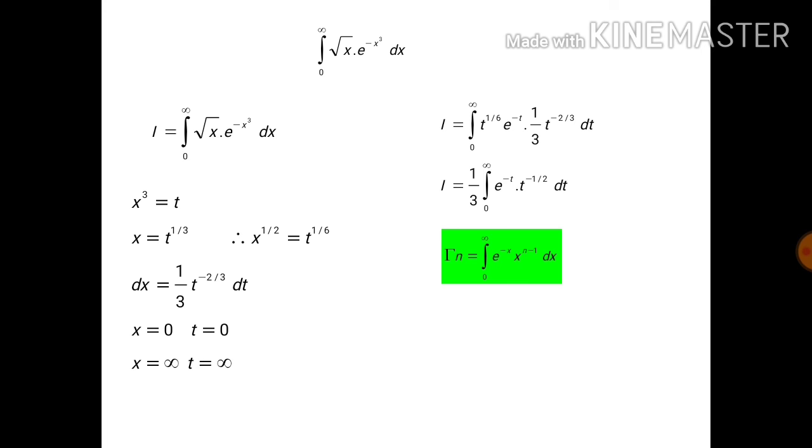Power of e equal to t means x cube equal to t. Then find the value of x: x is equal to t raised to power 1 by 3. X raised to power 1 by 2 is equal to t raised to power 1 by 6. Substitute the value. Dx is equal to 1 by 3 t raised to power minus 2 by 3. When x is equal to 0, t is equal to 0; when x is equal to infinity, t is equal to infinity. Then substitute the value and you get this result. Then 1 by 3 outside. Then apply the formula for the gamma function. Bases being equal, adding the powers, 1 by 6 minus 2 by 3, the answer is minus 1 by 2. So 1 by 3 gamma of 1 by 2, I is equal to root pi by 3.